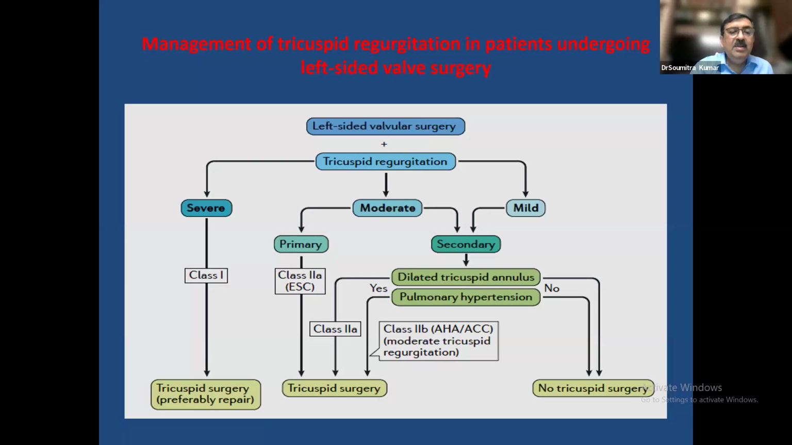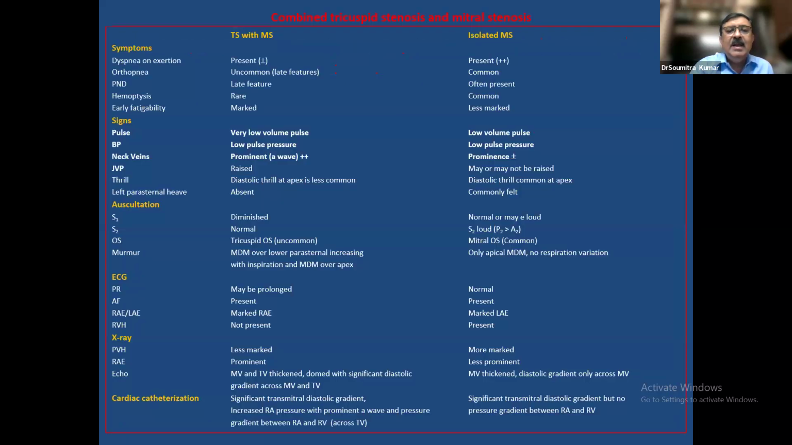So if the TR is severe, we need a tricuspid surgery. But if it is moderate and it is a primary TR, again tricuspid surgery is required. If it is secondary, we look at the dilated tricuspid annulus and pulmonary hypertension and then take a decision. So it is very important to find out not only the severity of TR, but what is the grade of pulmonary hypertension and what about the tricuspid valve annulus.